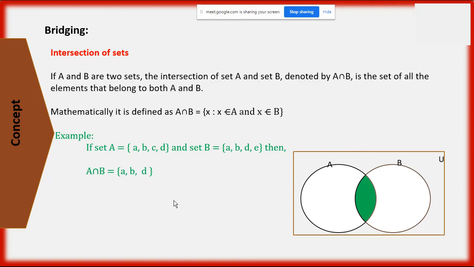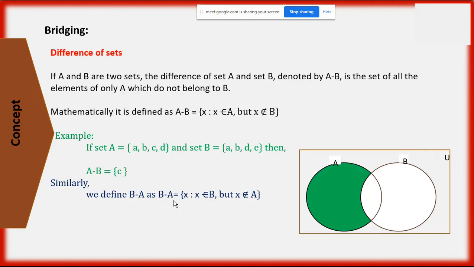Here you can write A. Mathematically it is defined as A bar is x belongs to U but x does not belong to A. So from the example, A complement is U minus A. You know the difference, we have already discussed. So A complement is written as U minus A, because that is the difference between the universal set and the particular given set.